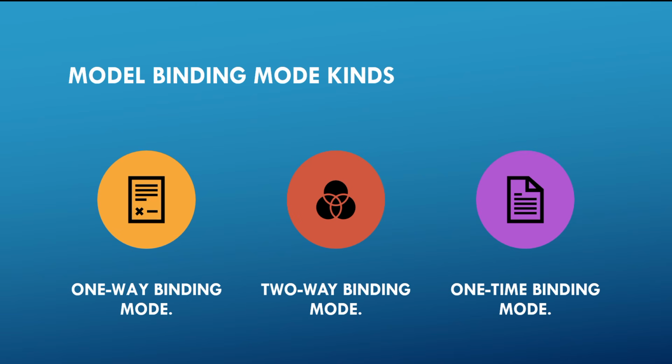Two-way binding mode is where we bind the data in two ways. For example, at screen level, initially we fetch some data from the backend, right? So we get the response from backend to front end. Again, if you make some changes at screen level, that data will be updated in our model. So it supports both front to back and back to front. It supports two ways. That's why we call it two-way binding mode.